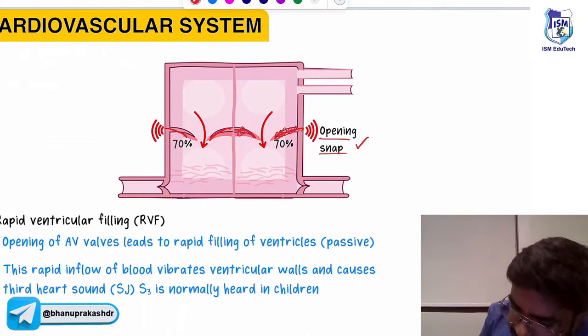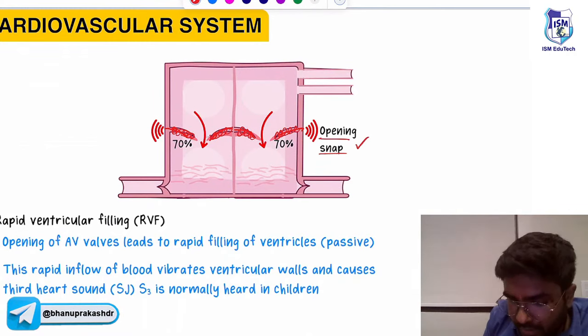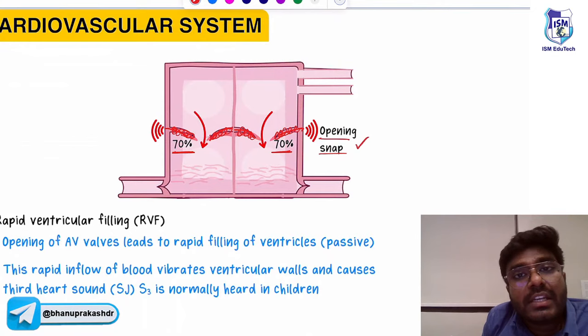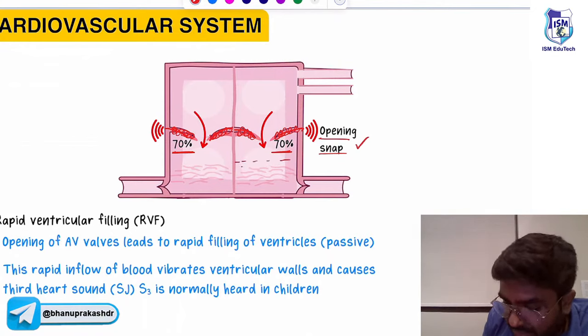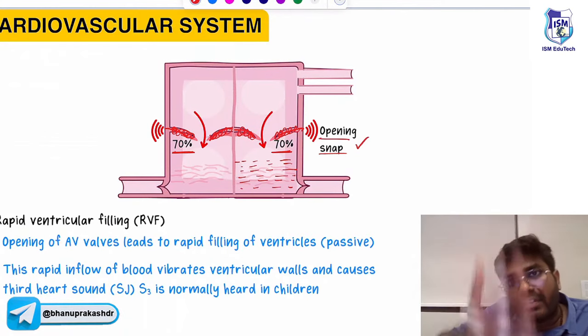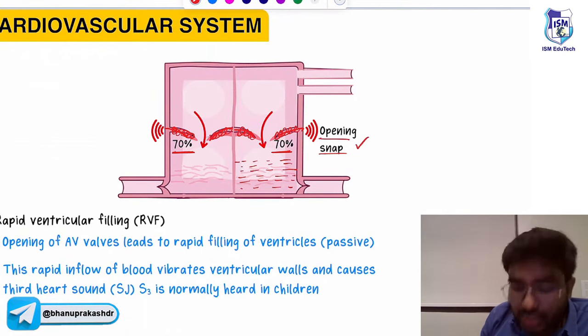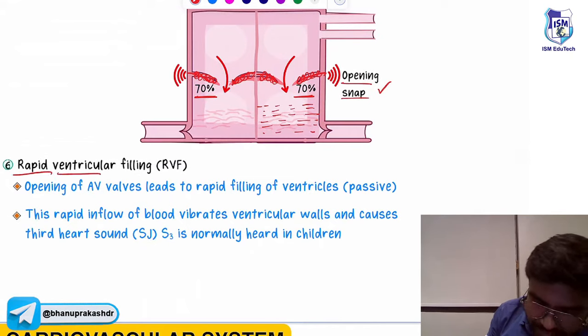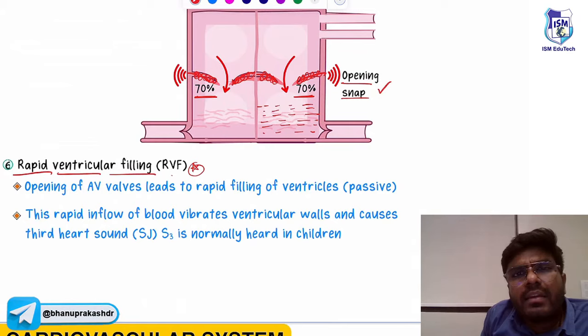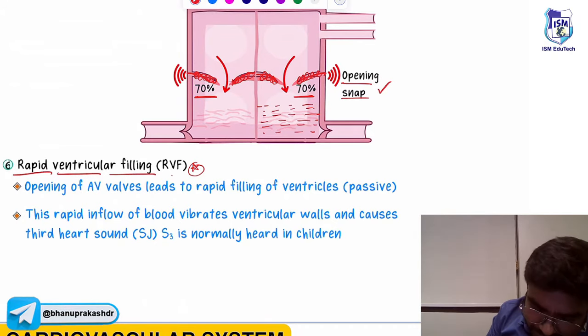Simply the opening of the mitral valve and tricuspid valve will allow 70% of the blood into the ventricles. Very rapidly, just due to gravity, blood will fall down into the ventricles. So this is called rapid ventricular filling, RVF. Tell me, is any energy involved in this process? Is any muscle getting contracted? No. So rapid ventricular filling is passive.